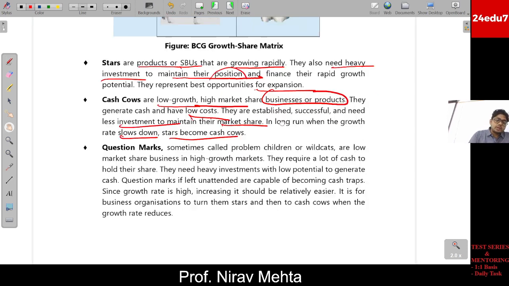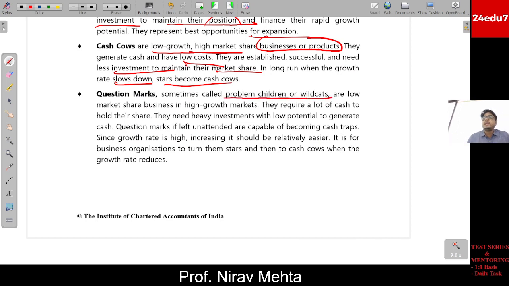Correct? Yes. Question mark, also called problem child or wildcat. Problem child means what, you know? If you concentrate on that particular child, star, cash cow. If you don't, you are out. Wildcat. It is a cat, jungli billi. Wildcat. Low market share, in high growth. They require a lot of cash because growth is high. They need heavy investment because growth is high. Correct? Yes. Question mark, if left unattended, if you don't concentrate, your cash will be trapped.